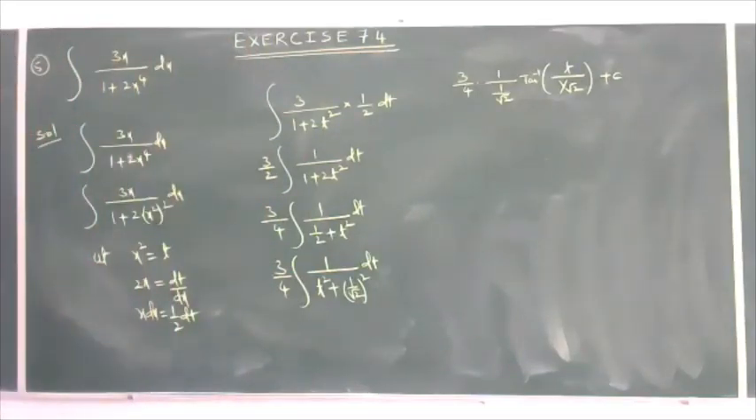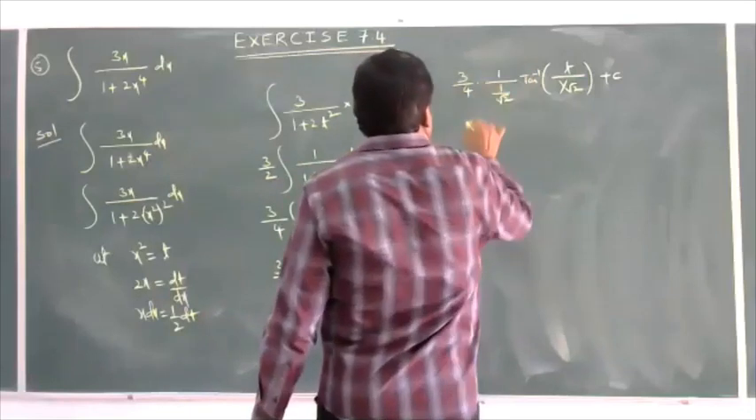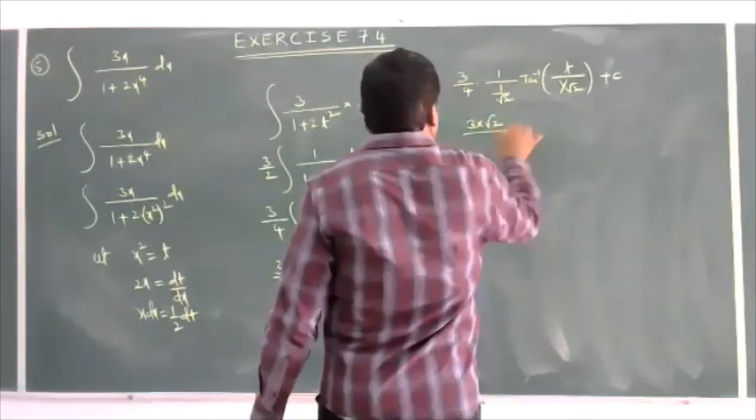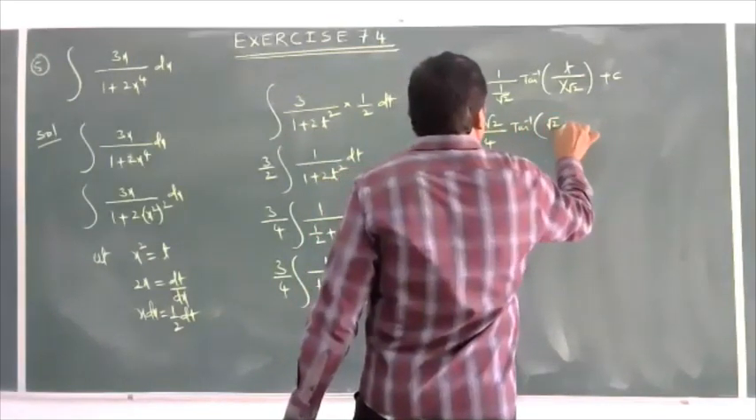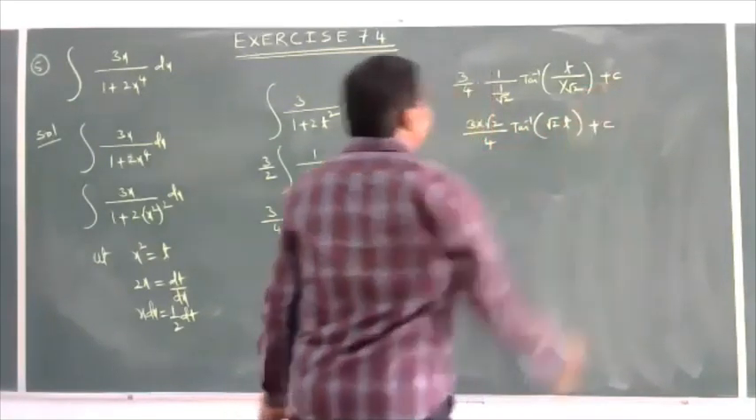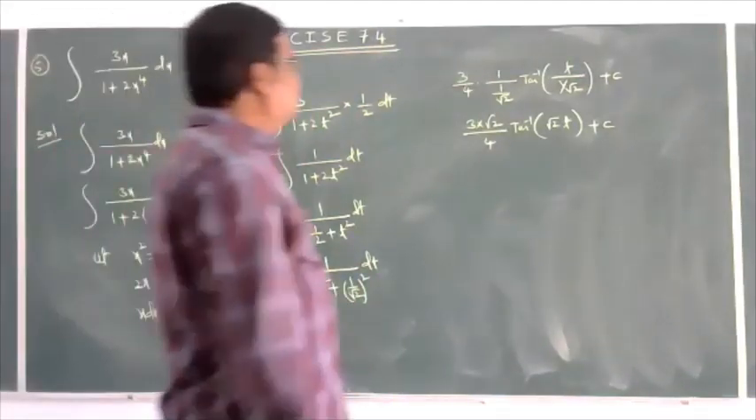3 by 4 into 1 by a tan inverse x by a, that is 3 into root 2 by 4 into tan inverse of root 2 into t plus c. So we require simplification here.